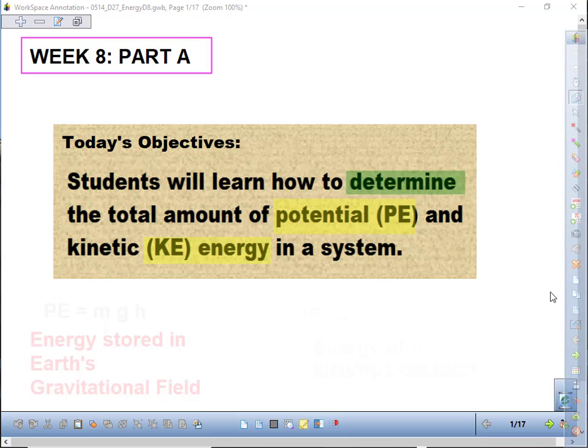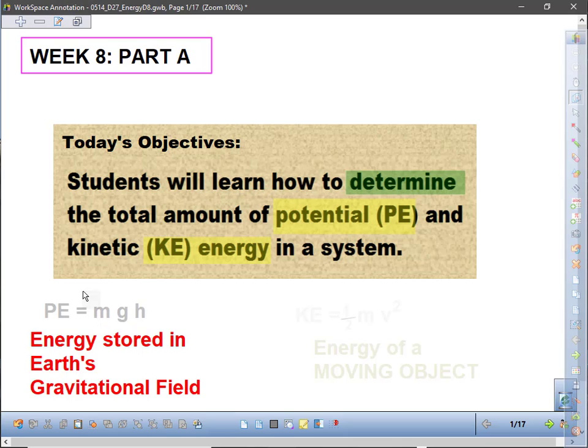Welcome to week 8. We are finishing up our year talking about energy, and today is the first lesson for the week, part A. Your objective today is just going to be how to determine potential energy and kinetic energy of a system. Potential energy, if you remember, you can calculate with mgh, mass times little g, 9.8 times the height.